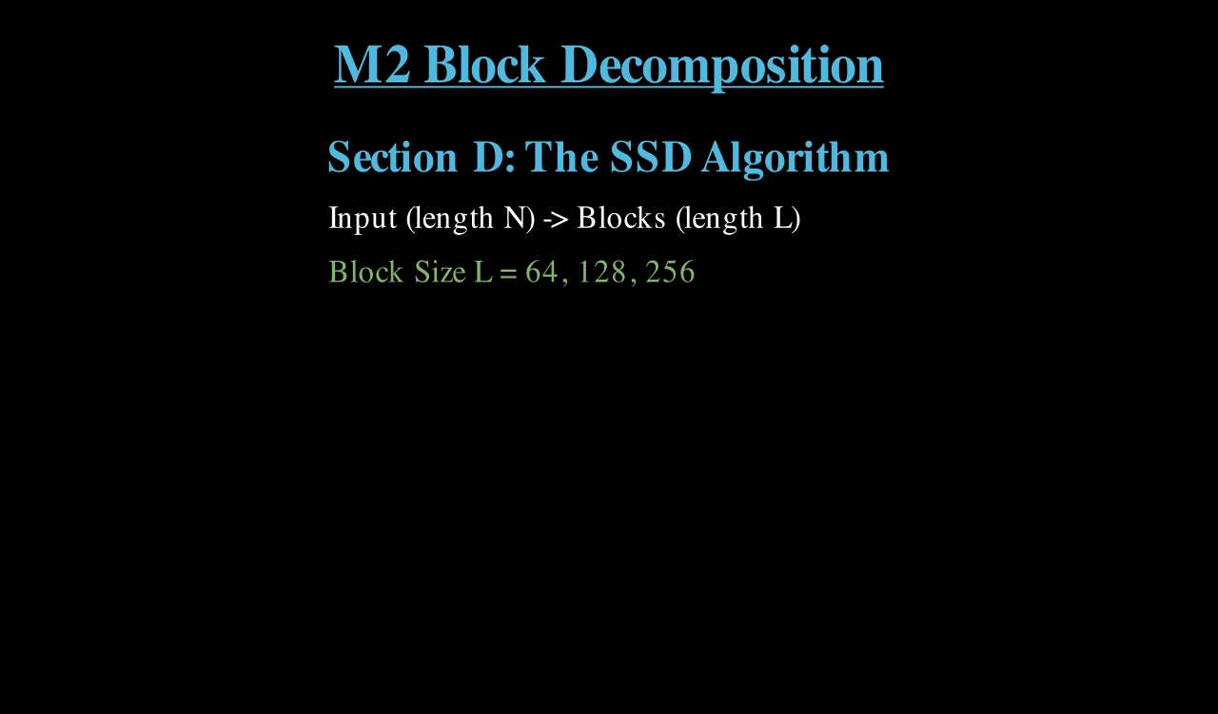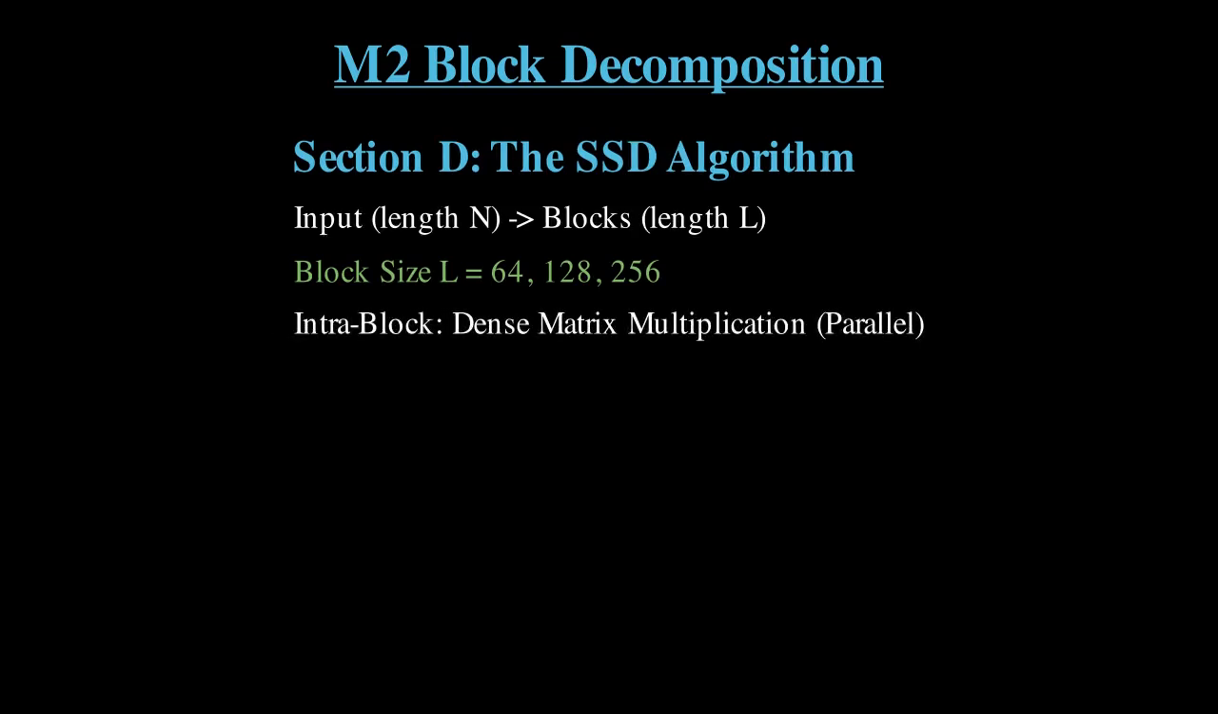Within each block, the computation is done with a dense matrix multiplication. Now you might think, wait, that's quadratic in the block length, O of L squared. And you're right. But this is exactly what modern GPUs are built for. These dense operations are incredibly friendly to tensor cores, making them blisteringly fast.